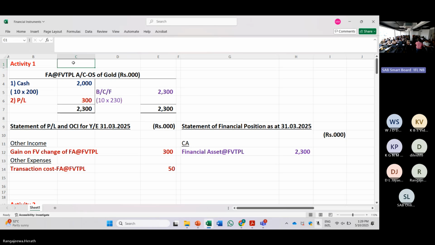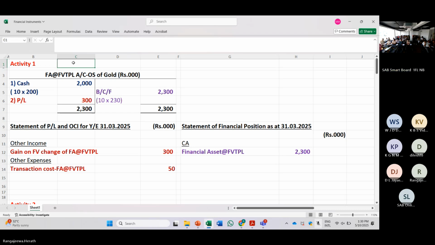Then at the end of the year, the market price increased to 230 per share. So now the fair value of those shares becomes 2,300,000. So there is a 300,000 gain arising from the fair value increase. So we recognize that in profit or loss. We record it under other income. Not the main income, sales revenue; this is other income. Gain on fair value change of financial asset.